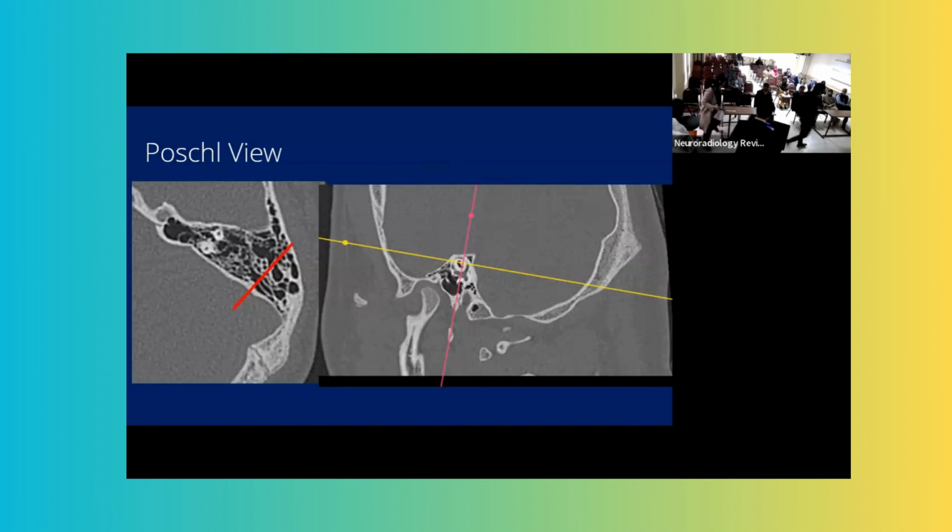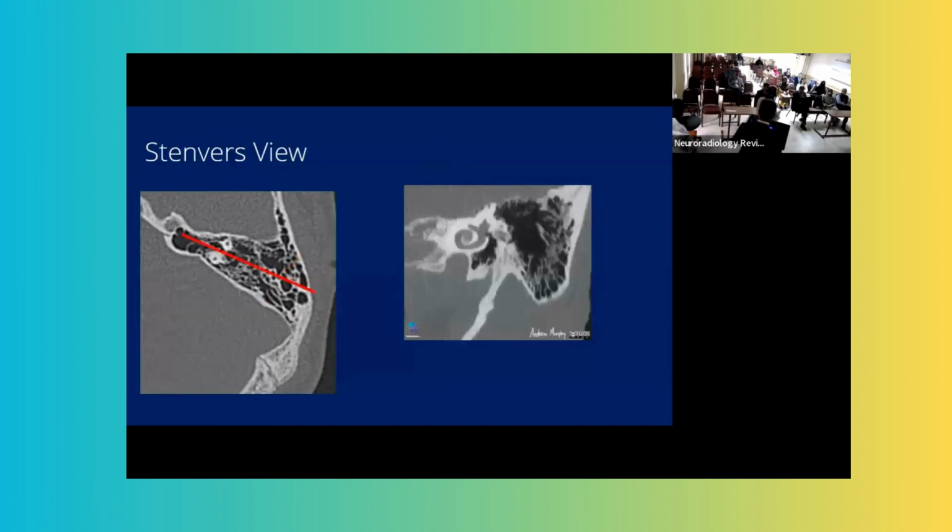Another view is Stenvers' view, in which the axis of imaging is parallel to the long axis of the temporal bone. And we can see the detail of the temporal bone easily. Like this is the cochlea, basal turn, this is the vestibule, and then we have the mastoid process, and we have the superior semicircular canal here, tegmen tympani here.